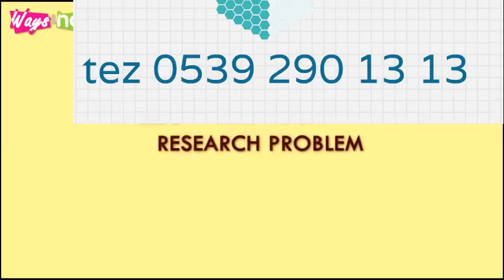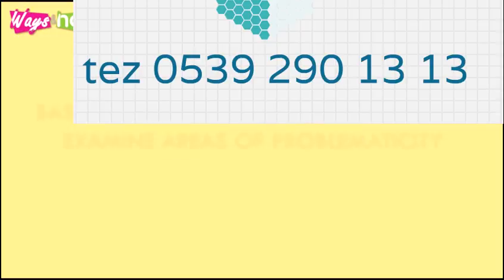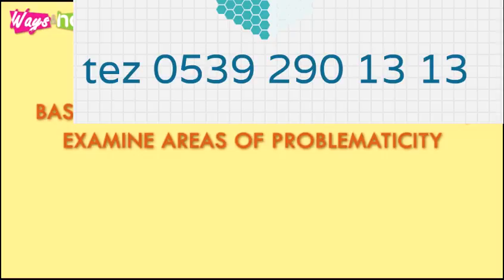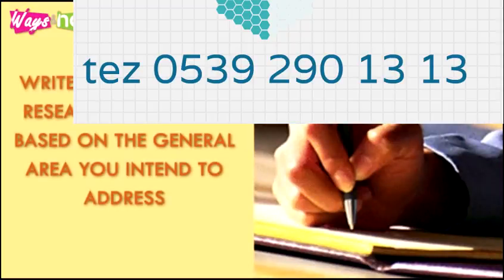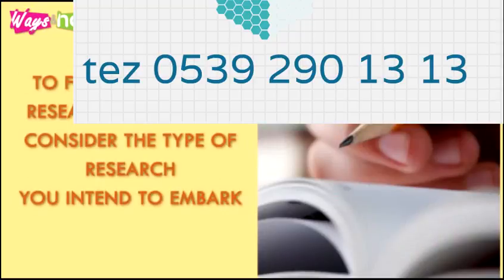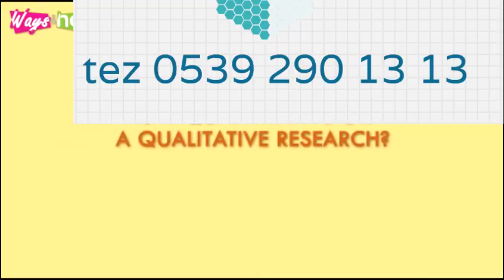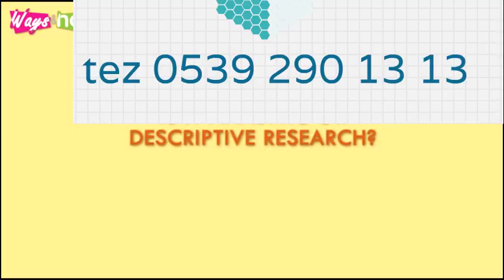2. The second step is to write your research problem. Based on the sources you have read, examine areas of problematicity. This should be your basis for writing a thesis. Write down specific research questions based on the general area you intend to address. To formulate your research questions, consider the type of research you intend to embark on. Is it quantitative or qualitative research? Is it analytic or descriptive research?